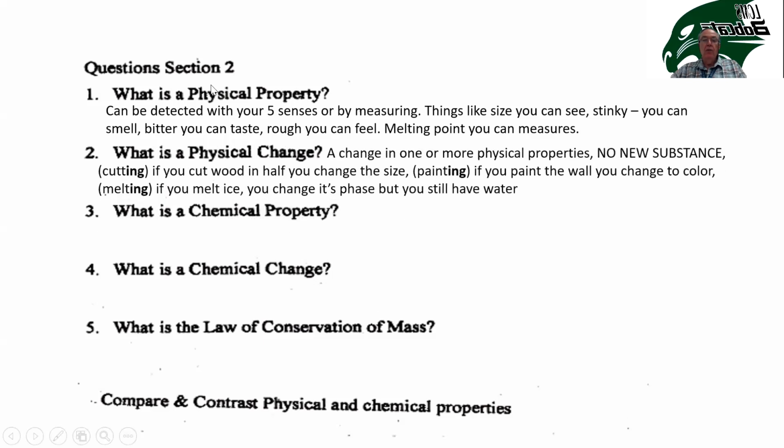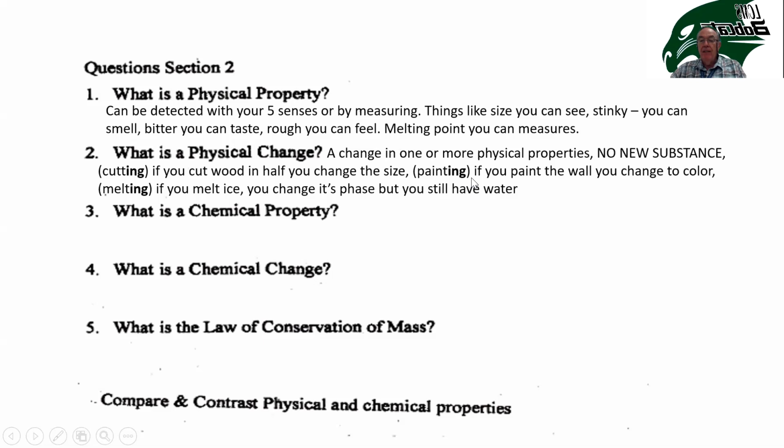A physical change is a change in one of those physical properties. So if you cut it in half and it's not as big anymore, you change the size. You change its color by painting it. It's a change in one or more of those physical properties. No new substance is produced. So like cutting, if you cut wood in half, you change the size. Notice that when it's a change, it's an ing. It's an action word because it's changing.